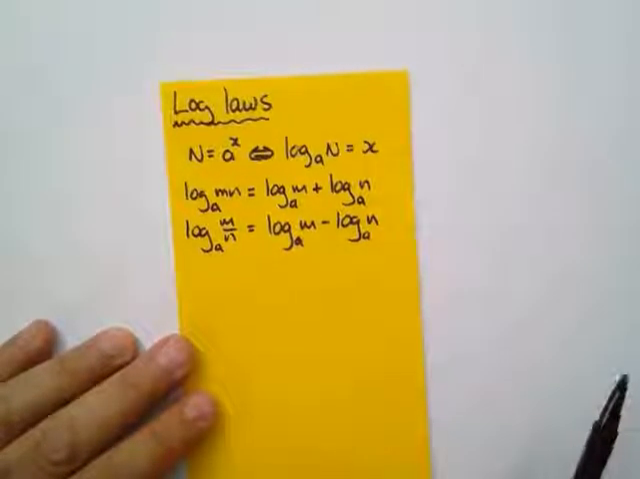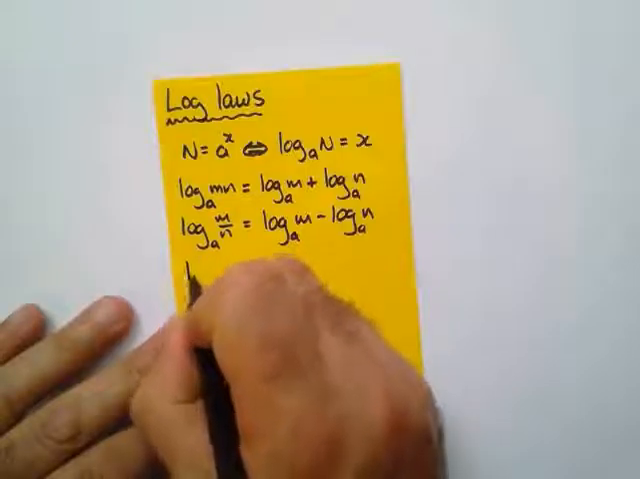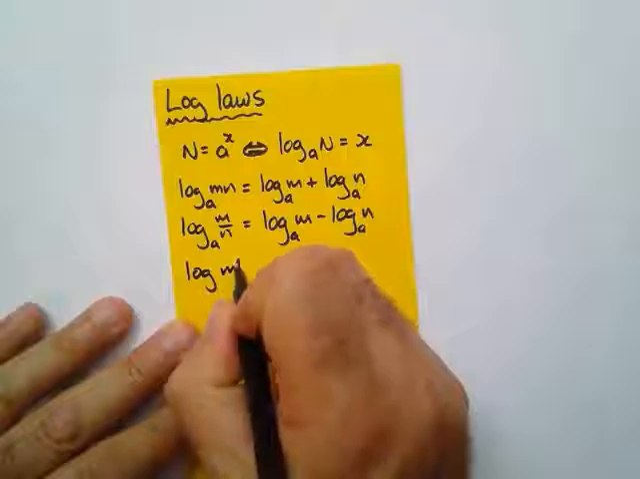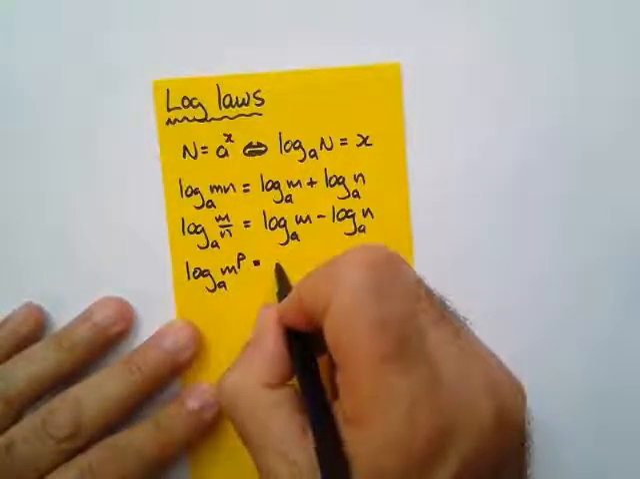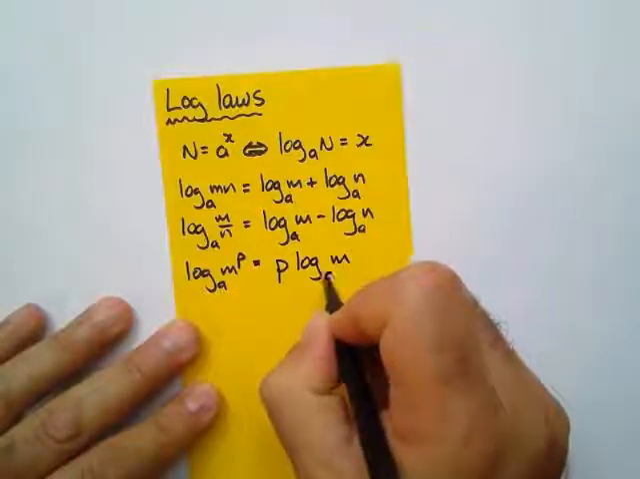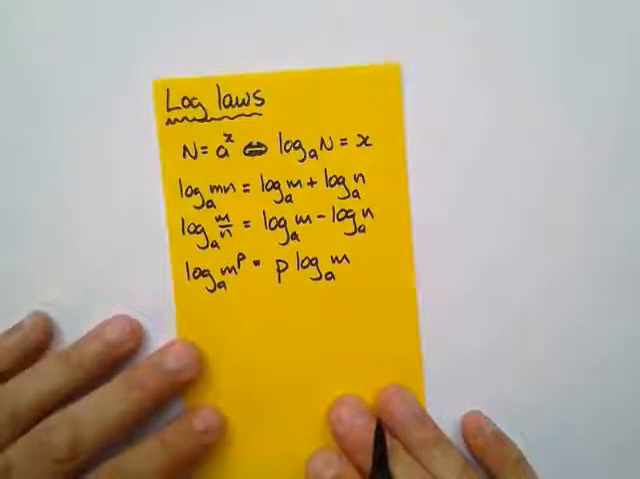Our next one is the power law. So if I have log m to the power p to the base a, the p can go to the front, and I'll have p times the log of m to the base a. So that's the third rule.